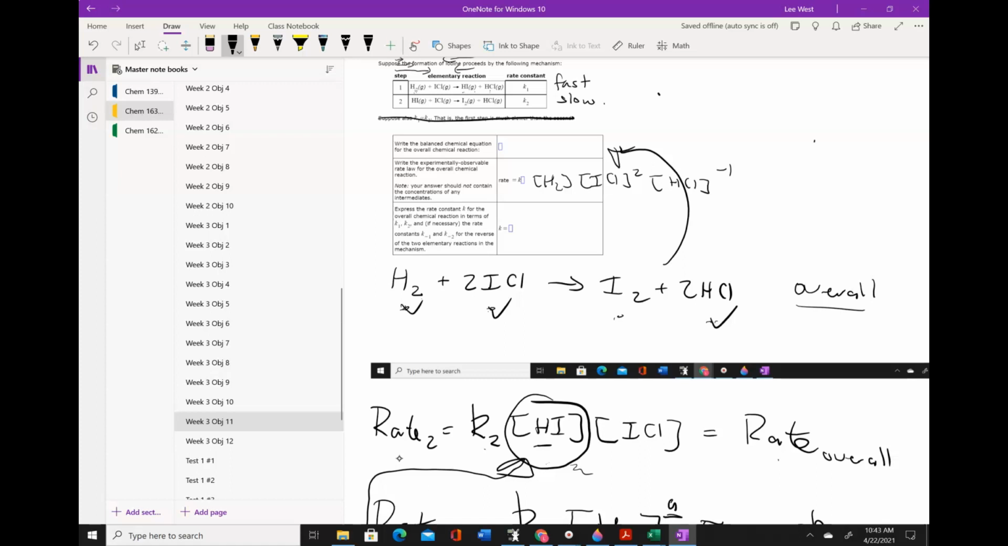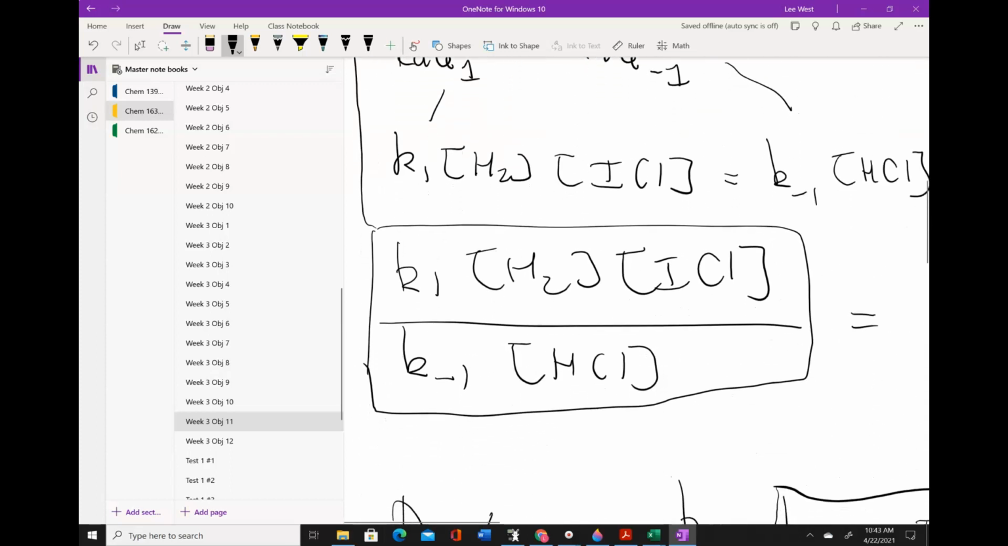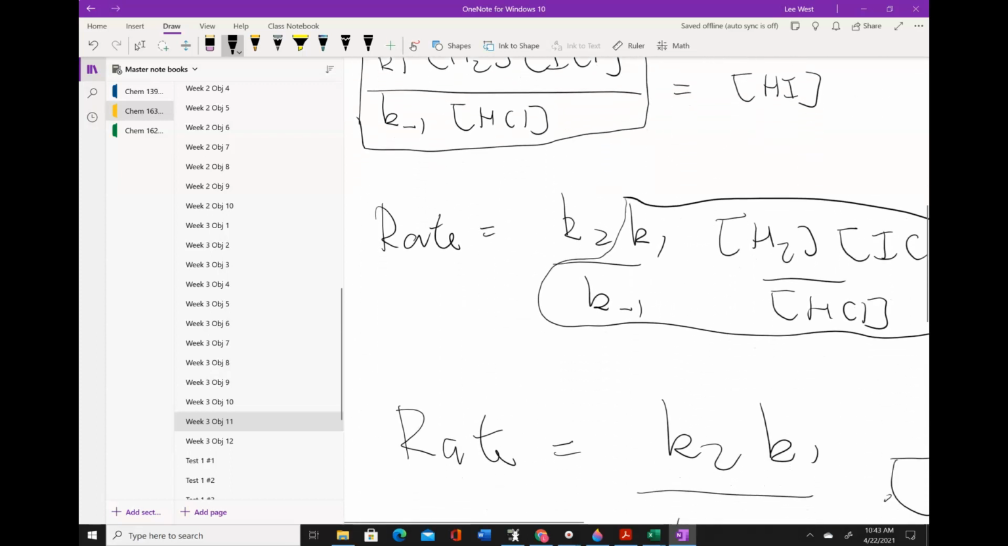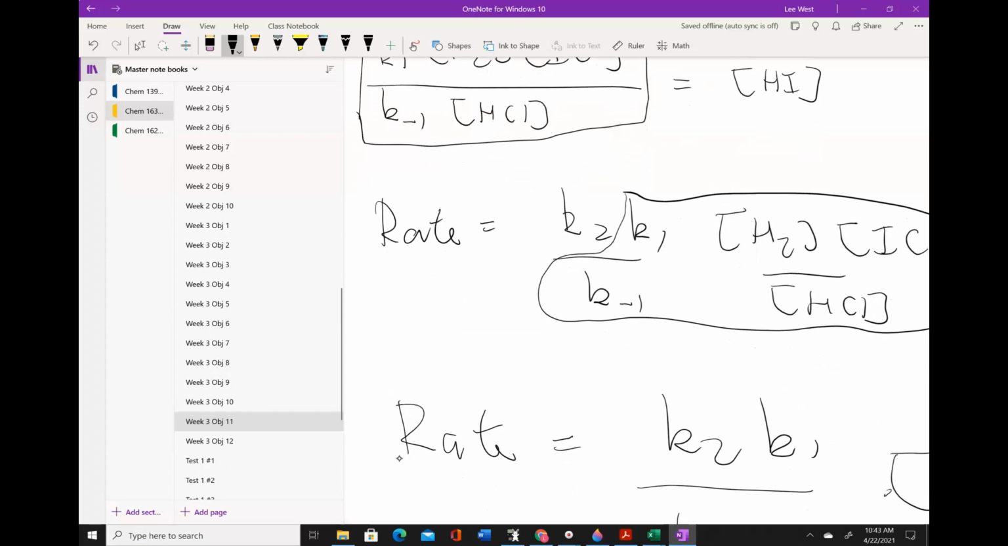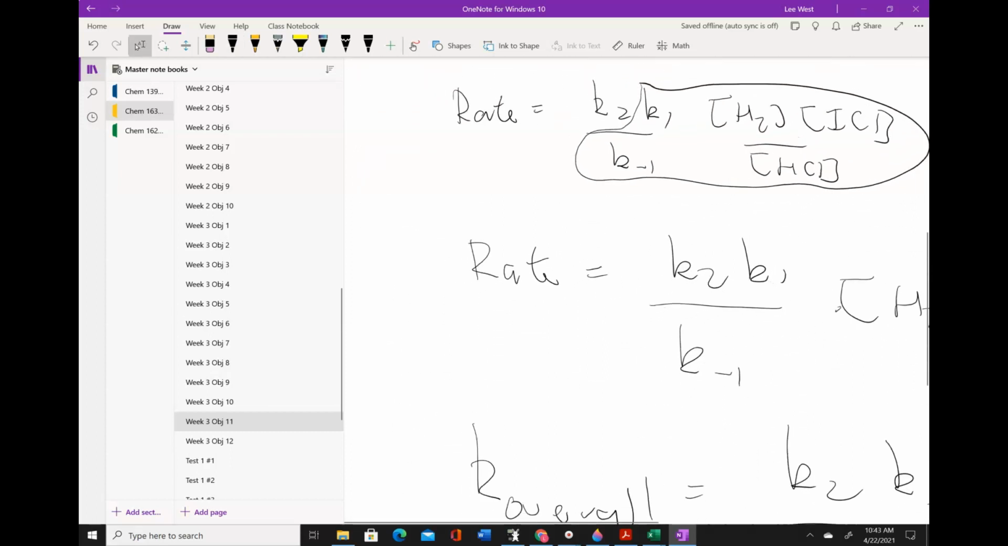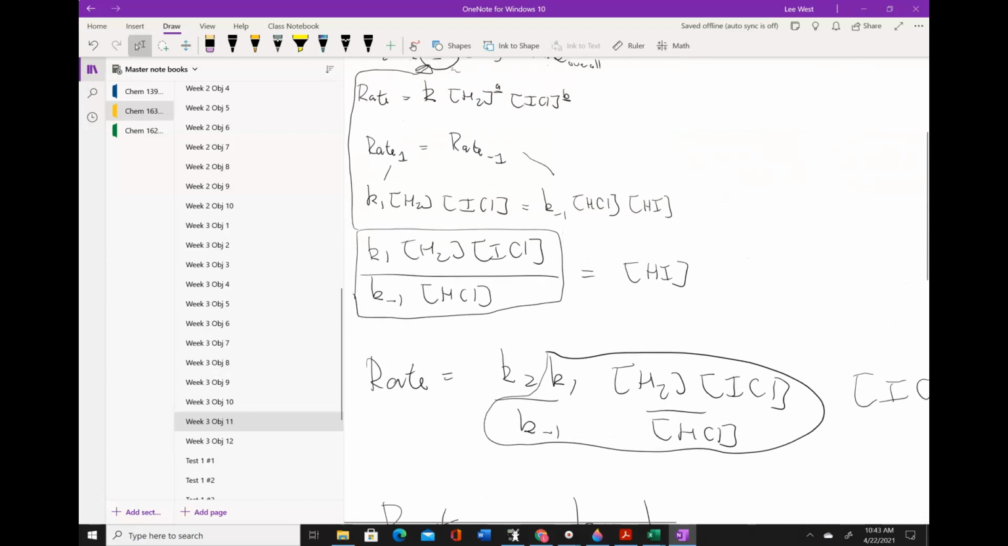Now, what was my rate constant in terms of the rate constants of the elementary steps? It was k1 k2 on k-1, right? And we had that at the end there. It was k2 k1 on k-1. All right. So that's tricky. It's not easy. So make sure that you are able to do a problem of that type.